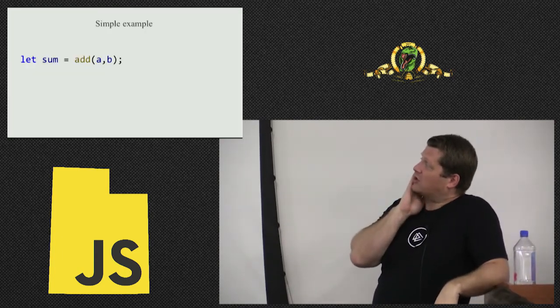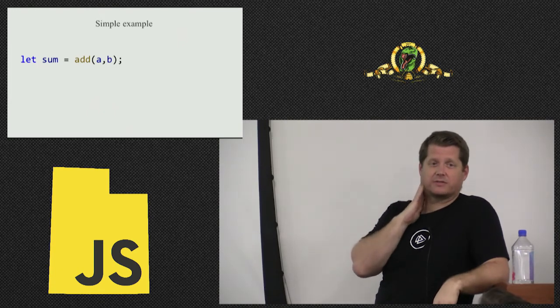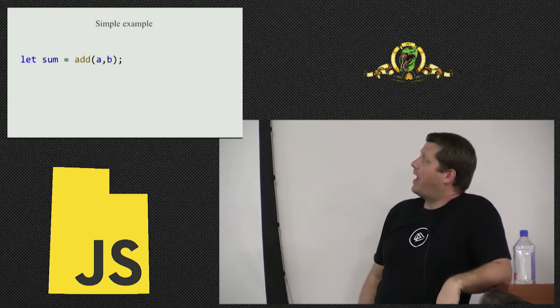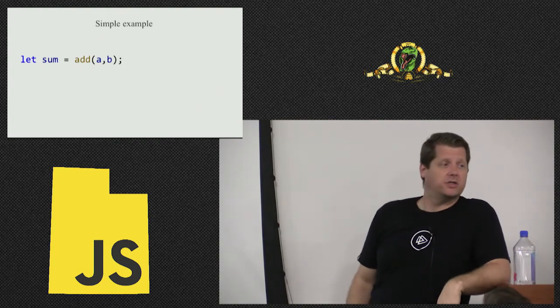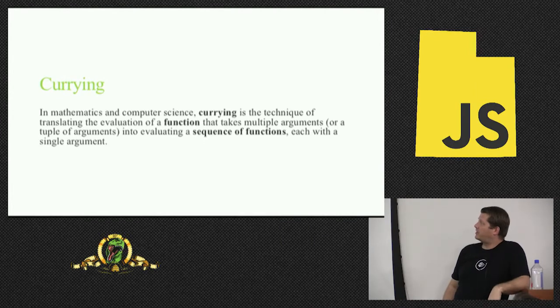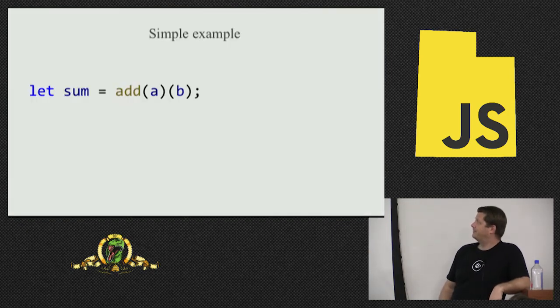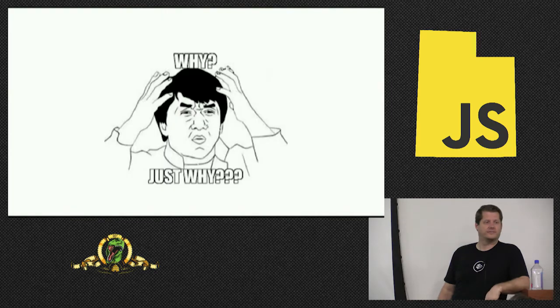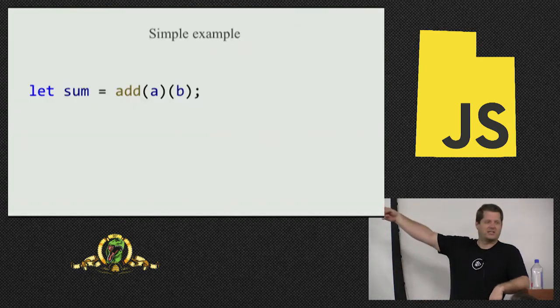So let's say we have a function called add that takes 2 parameters. And what currying allows us to do is, in mathematics, currying is the technique of translating the evaluation of a function that takes multiple arguments into a sequence of functions, each with a single argument. That. Currying. It doesn't even make any sense. Like, why in the world would this ever need to happen?